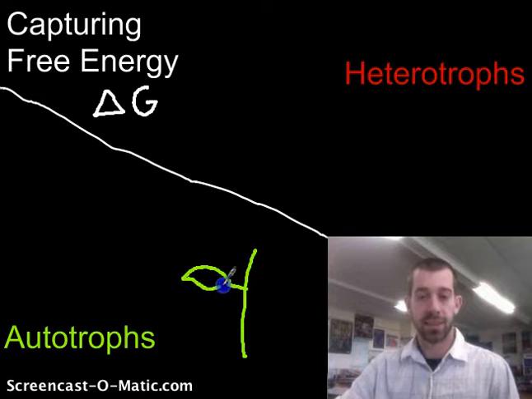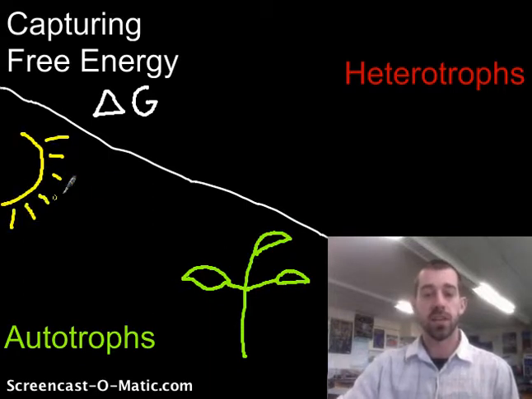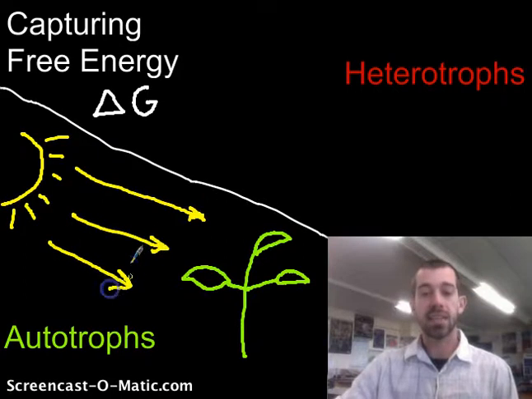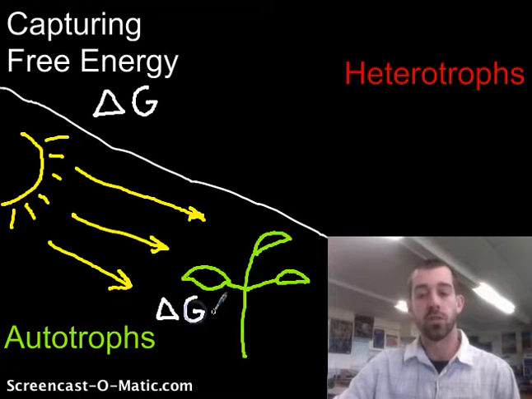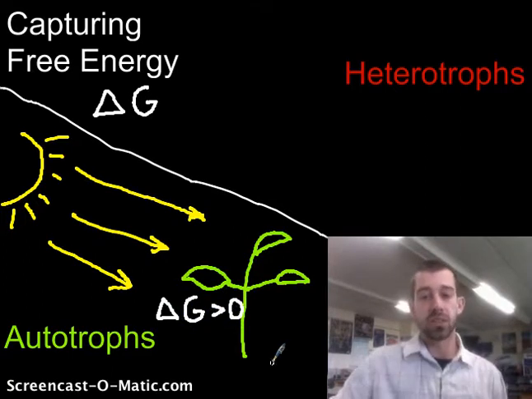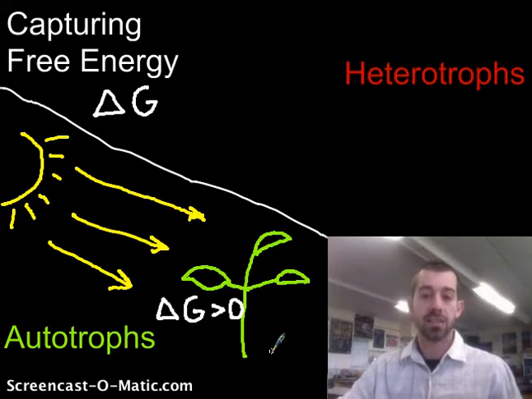So you think of the fact that a plant is able to do photosynthesis, and so it captures free energy. If we think about what that means for a second, you've got sunlight coming down, hitting the plant, and the plant is going to take the energy from the sun, and it's going to store it. Whenever we store energy, we're going to have a positive delta G. So for autotrophs, delta G is greater than 0, and they're actually storing energy.